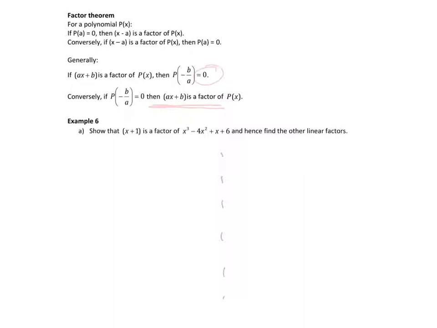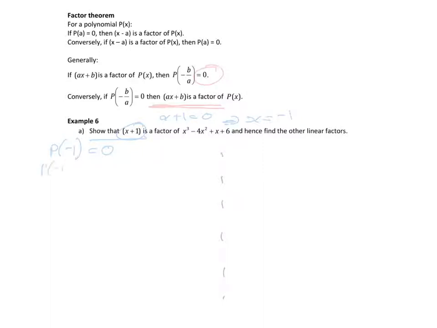In this question, it says, show that x plus 1 is a factor of that polynomial and hence find the other linear factors. Well, there's a couple of parts to this question. First of all, we need to show that x plus 1 is a factor. So remember, if it's a factor, its remainder is 0. Now, x plus 1 equal to 0 gives us x equal to minus 1. So p of minus 1 is equal to 0. That's what we want to show. So if our remainder is 0, we know x plus 1 is a factor. So let's have a go at that.